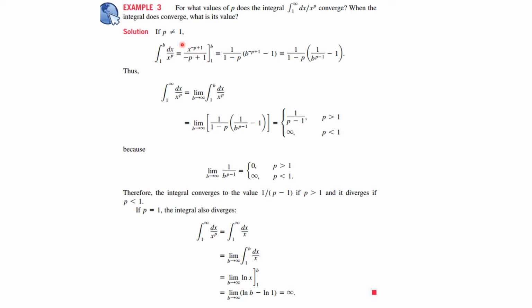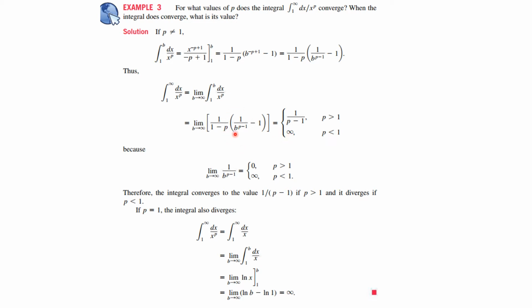Alright, so let's take p not equal to 1, so it's a number, and this definite integral going up to a number b is going to be this. You add 1 to the exponent, and you divide by the new exponent. You evaluate these, plug those numbers in, and we will get 1 over 1 minus p times 1 over b to the p minus 1, minus 1. So this improper integral is going to be the limit as b goes to infinity of that.